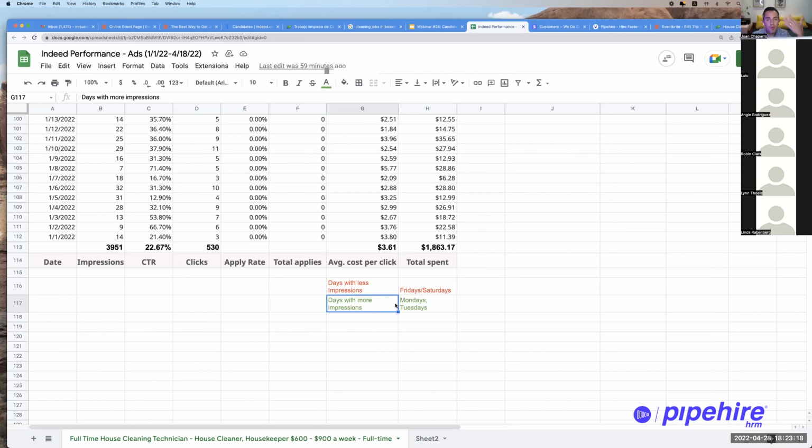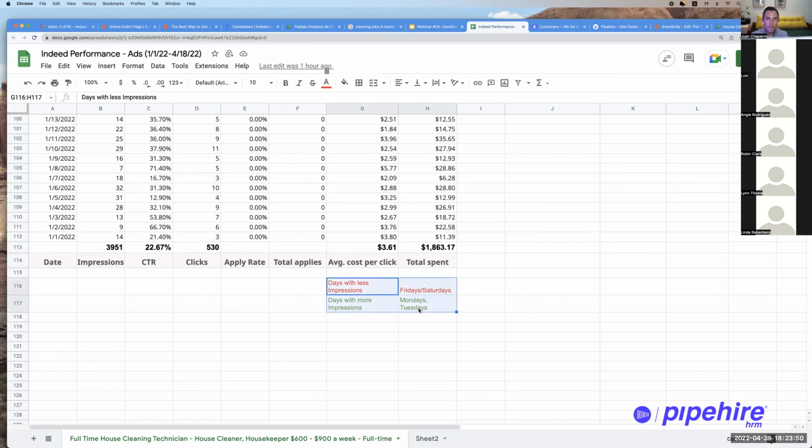So what is an impression? An impression is when your ad is served to somebody, a house cleaner, and they see it. Now, CTR, or click-through rate, is basically a calculation of how many clicks went through to your site, to your ad. So I averaged all this data, compiled it, and got these two.